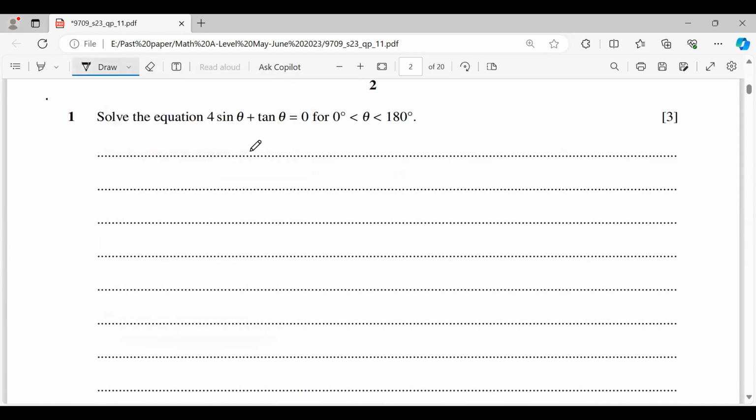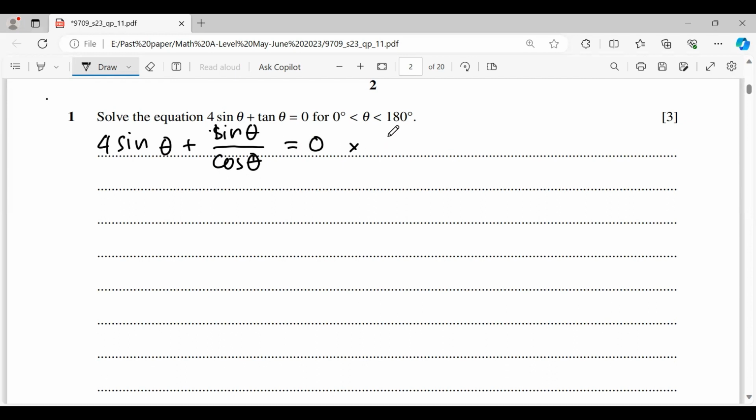With interval theta 0 to 180, theta greater than 0 means 0 is not included in the solutions, and 180 is not included either, because theta is greater than 0 and less than 180. I'm going to simplify tangent as sine over cos. So 4 sine theta equals sine theta over cosine theta equals 0.